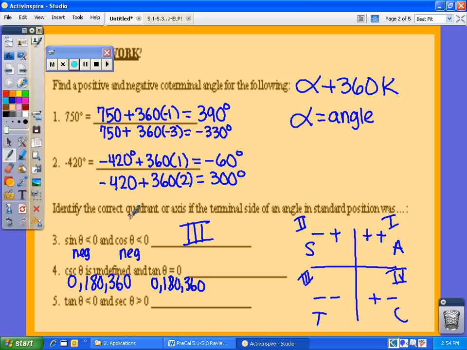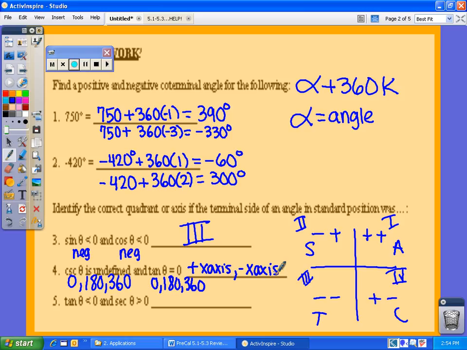Now, since it wants you to indicate the axis, 0 and 360 is what we call the positive x-axis, and 180 is the negative x-axis. So we would just indicate that this is the positive x-axis and the negative x-axis. And that would be the answer to the question.